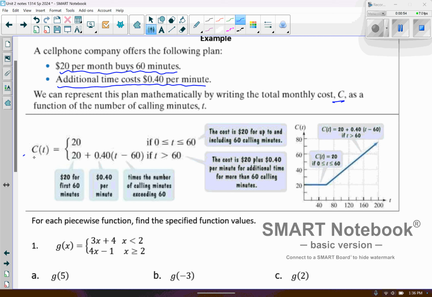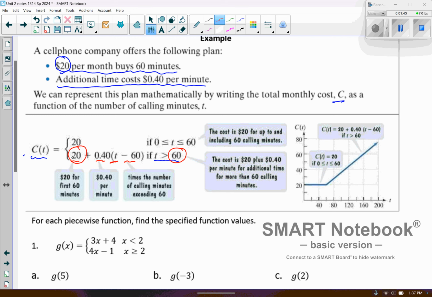So if we look down below here, this is how a piecewise function is going to be set up. C of t, the cost given the time that they speak, could equal $20 if that time is somewhere between 0 and 60 minutes. Remember, you pay $20 for the first 60 minutes. Then if the time goes over 60 minutes, we have a new way of calculating your cost. Now you pay that initial $20, plus an extra 40 cents for each minute that goes over 60. So you would only use this equation if t is greater than 60. And you have the minus 60 because you already paid for the first 60 minutes with that $20.